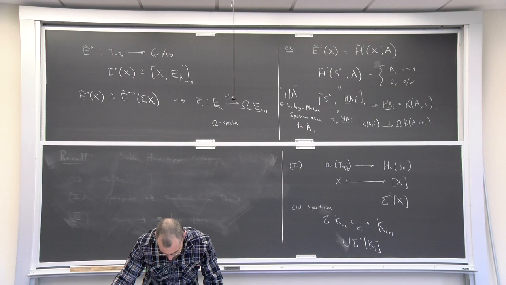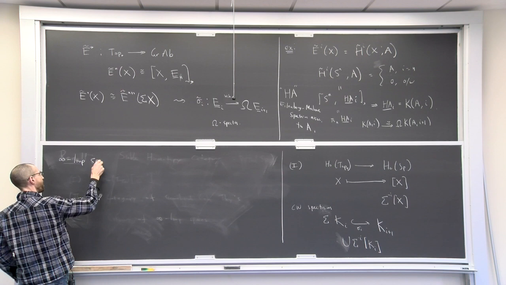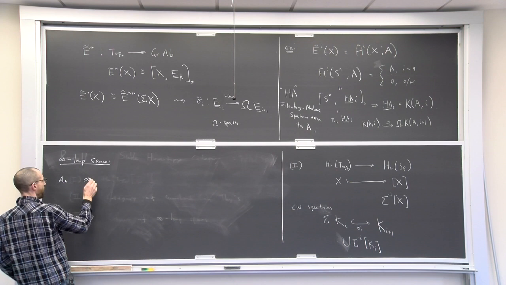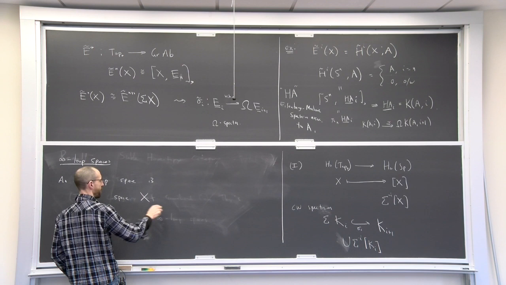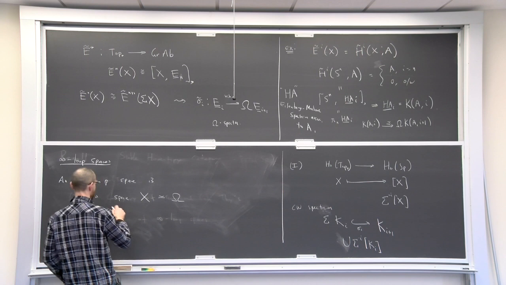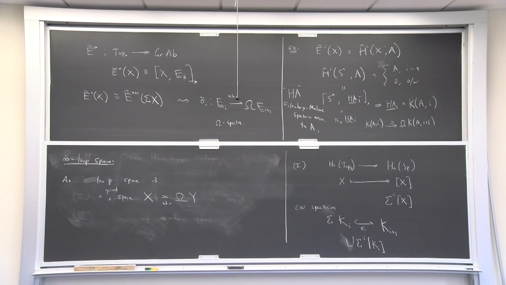Right. Okay, so now let's talk about infinite loop spaces. So the infinite loop space perspective. So what is a loop space? A loop space is a space X which is equivalent to loops on some other pointed space Y, a weak homotopy equivalence to, say, loops on Y.